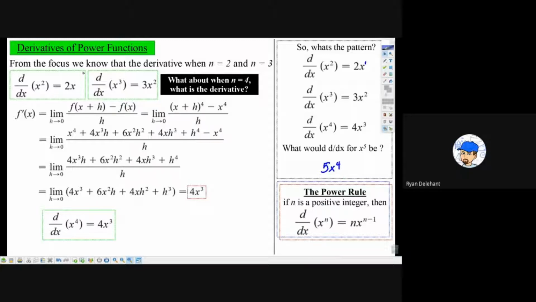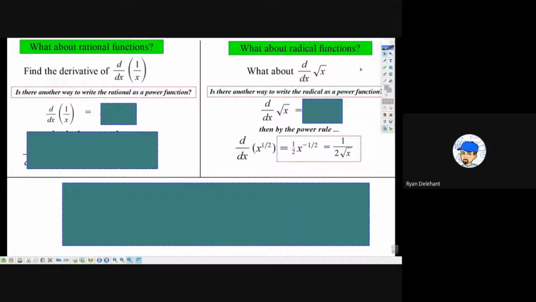Now, the power rule, when we just deal with power functions, isn't super useful, but we can apply this to other types of functions. So if we look at rational functions, the key here is: is there another way to write the rational function as a power function? And something we learned way back in Math 1 is that anytime we had an x in the denominator that had a power, and that does have a power, the power here is 1, we can write that with a negative exponent and not have to write the fraction.